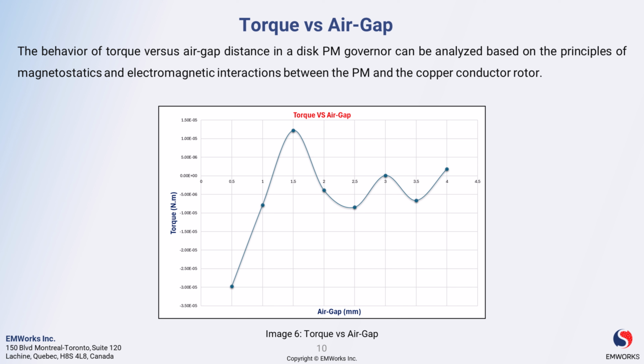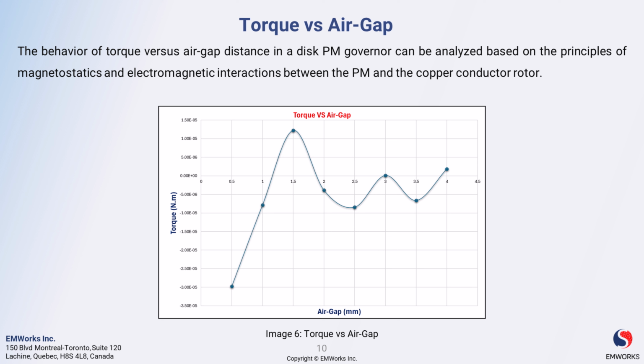This is because a larger air gap reduces the strength of the magnetic field experienced by the conductor rotor, resulting in weaker eddy currents and lower electromagnetic forces opposing the rotor's motion. A smaller air gap leads to a stronger magnetic field, increased eddy currents, and higher torque values. So, optimizing the air gap distance is crucial for achieving the desired torque and performance characteristics for the governor.